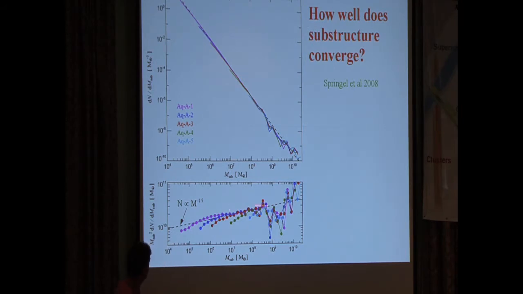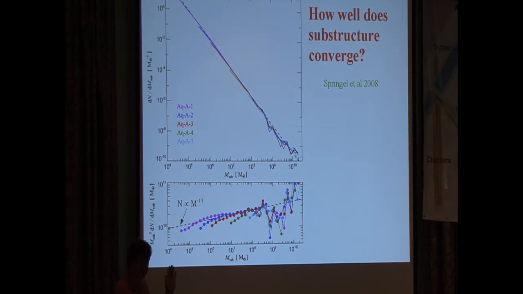The other thing you can see in this plot is that this curve is gradually going downwards towards low masses. So this means that this slope is slightly shallower than m to the minus 2. It's about m to the minus 1.9. This power law which is put through here is m to the minus 1.9.